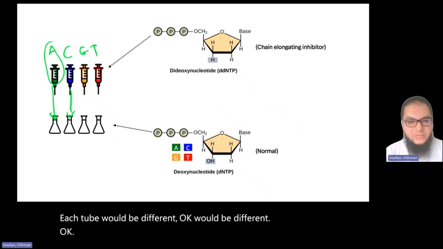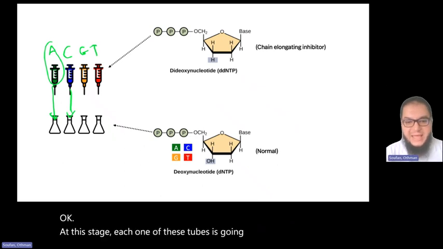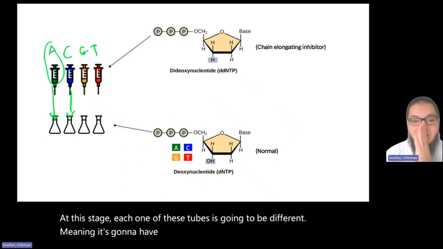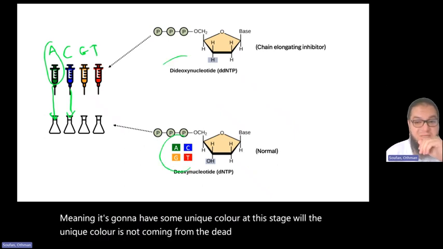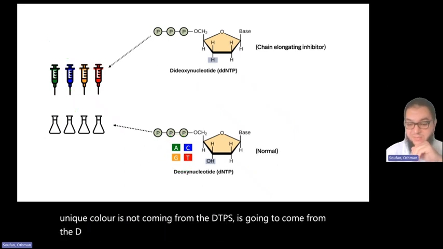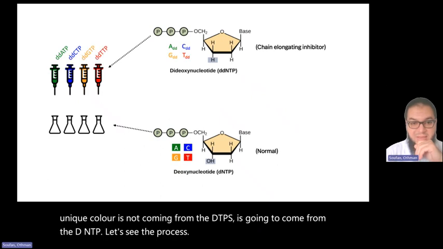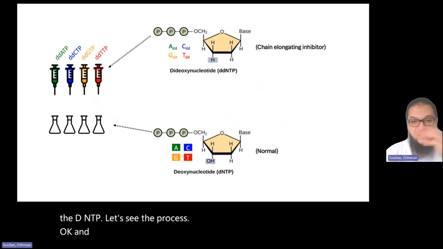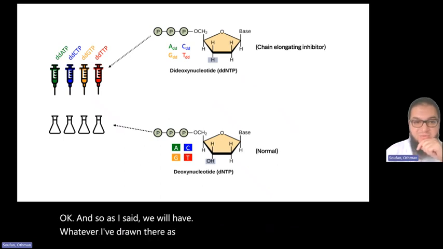At this stage, each one of these tubes is going to be different, meaning it's going to have some unique color. The unique color is not coming from the dNTPs, it's going to come from the ddNTP. Let's see the process. Whatever I've drawn there as bolded, you can refer to it as ddCTP, ddTTP, ddGTP, or ddATP.